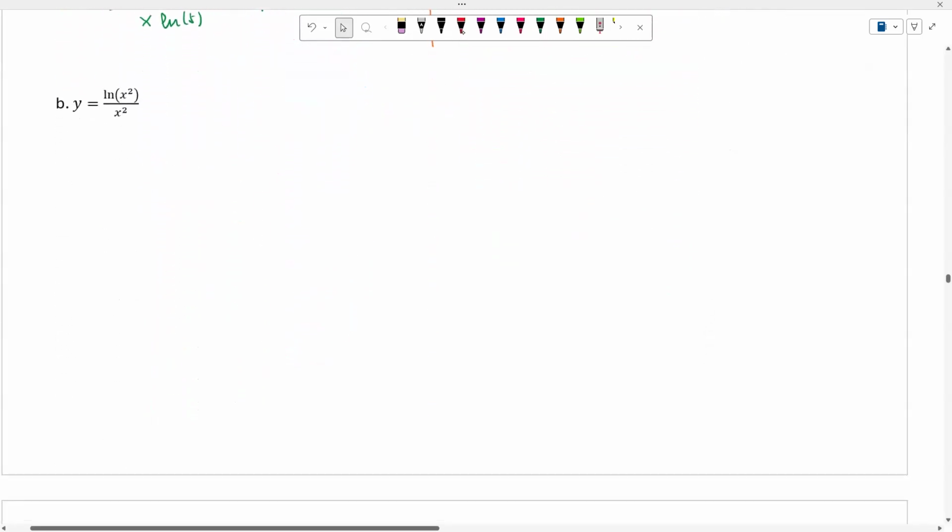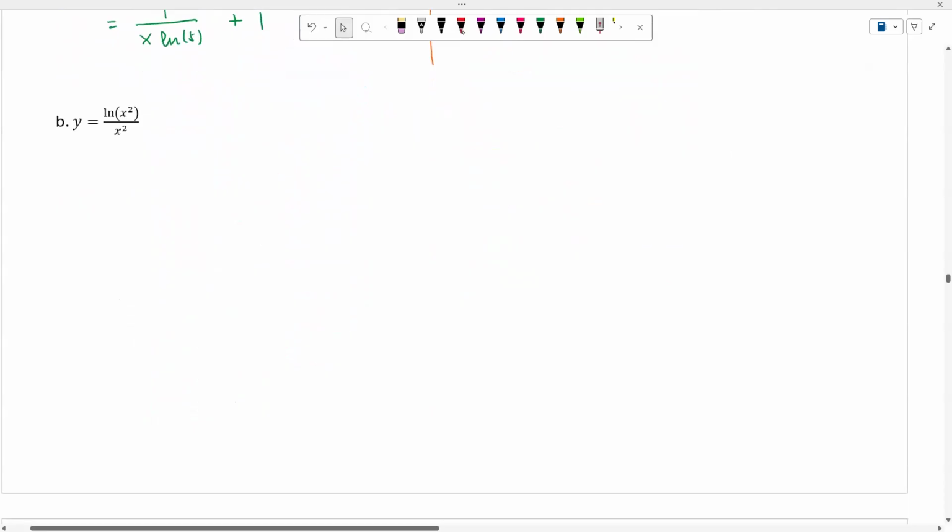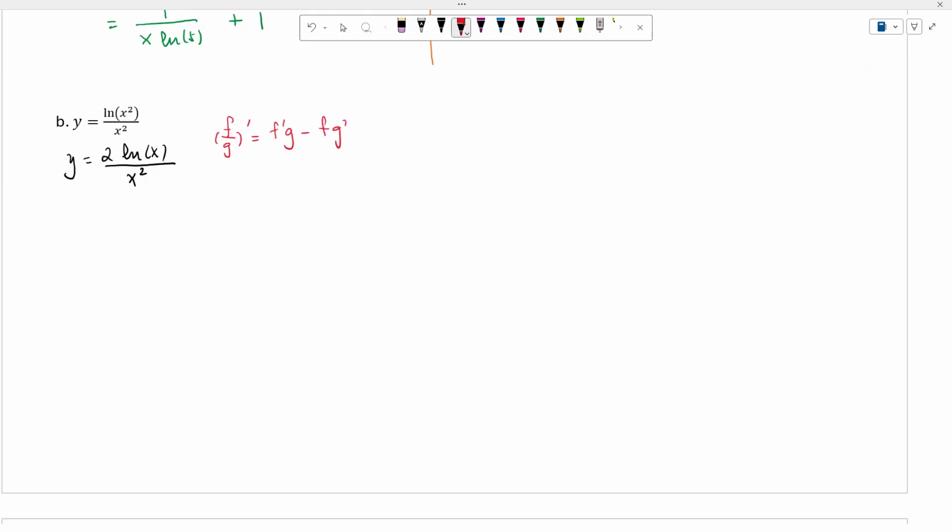Okay, so now let us look at the next example. For this example, again, first I would like to rewrite natural log of x squared as 2 times natural log of x, over x squared. So I cannot simplify it anymore. Now I'm going to take the derivative. Now we have a quotient, so we need to apply the quotient rule. F over g prime is f prime g minus f g prime over g squared. So we are going to do this.